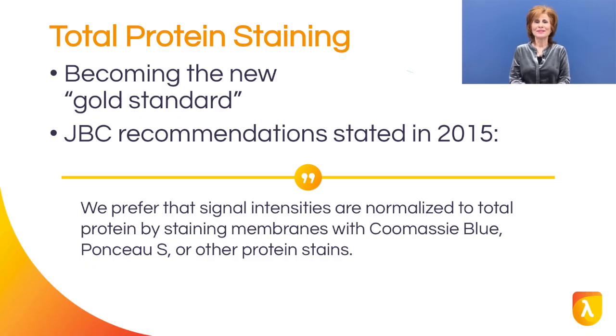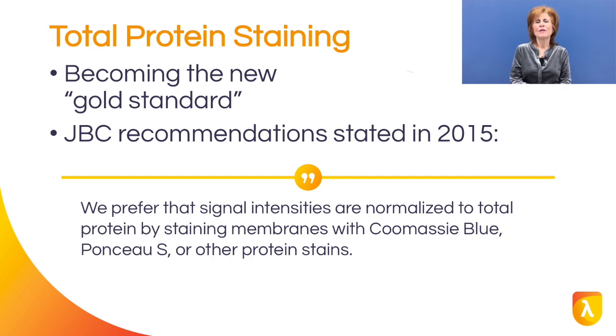The final approach, total protein staining, is becoming the new gold standard for normalization. Concerns about the stability of housekeeping protein expression, stripping and reprobing issues, and antibody availability for signaling proteins have prompted a search for alternatives that can streamline the process and reduce variability.